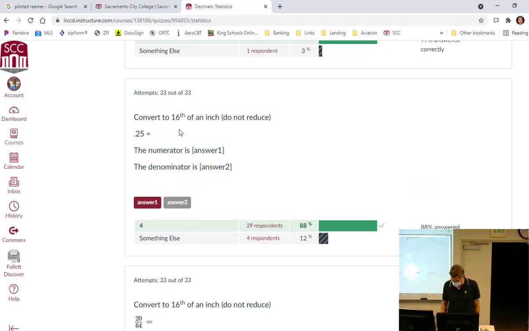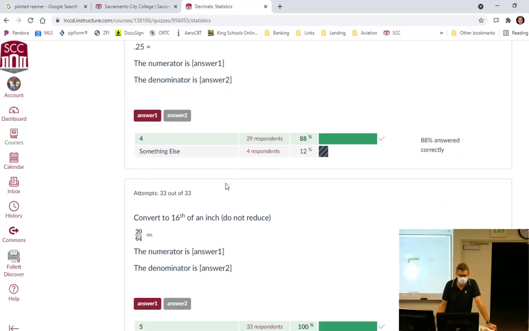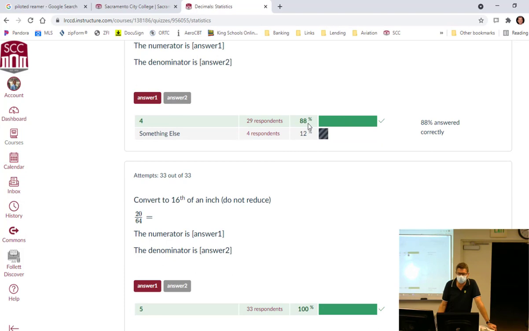How about this one, 0.25? Can you reduce that one? Yes. But what did I ask you to do? Don't do it. So there you go. That's what I was looking for. So when I go through this, I have to hand grade it. It'll take me some time, but I'll look for the right answers.